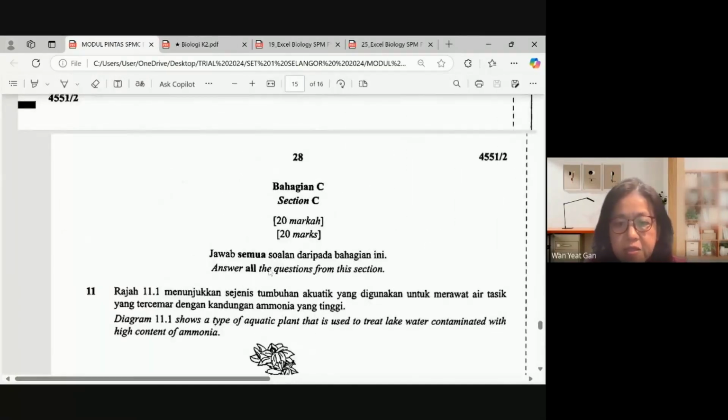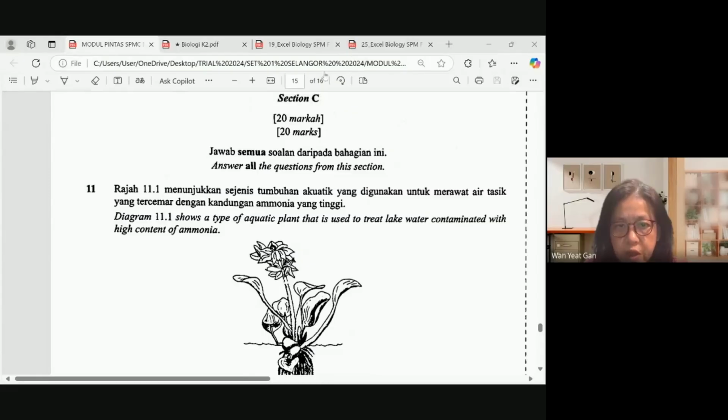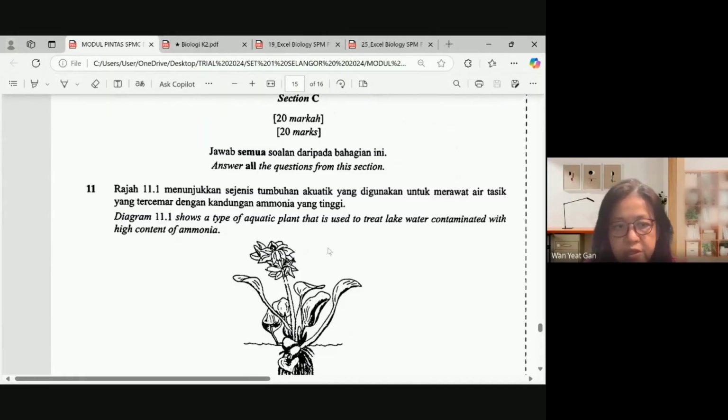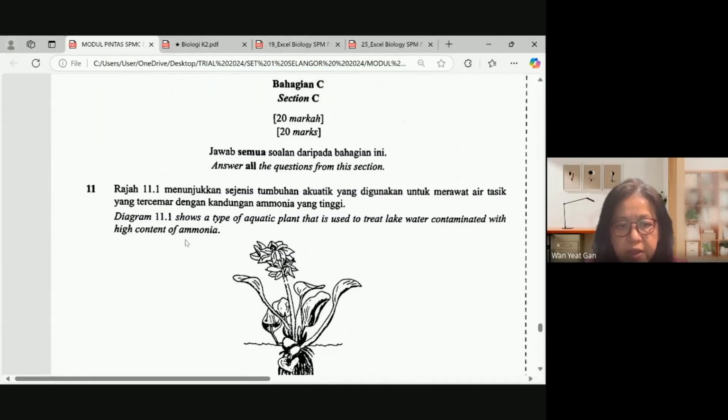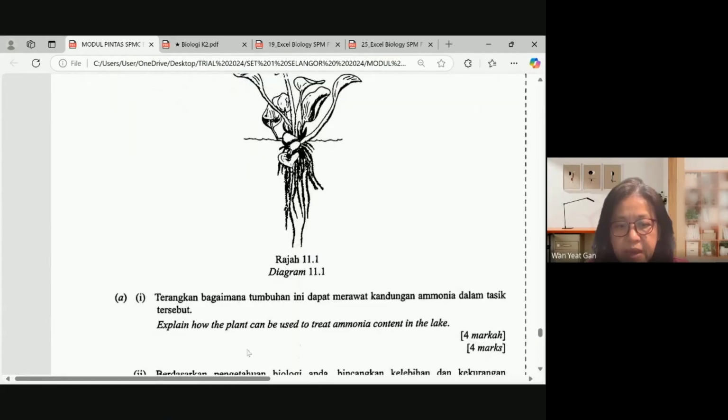Okay, let's do section C now. Diagram 11.1 shows a type of aquatic plant that is used to treat lake water contaminated with high content of ammonia. Explain how the plant can be used to treat ammonia content in the lake.